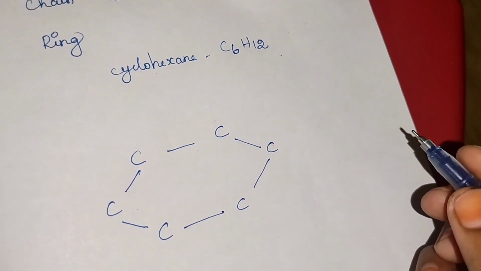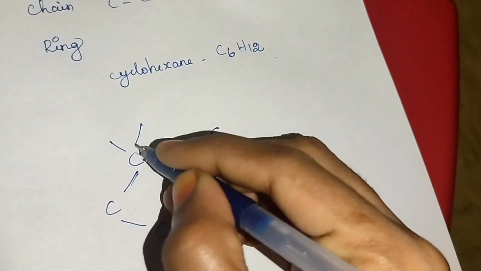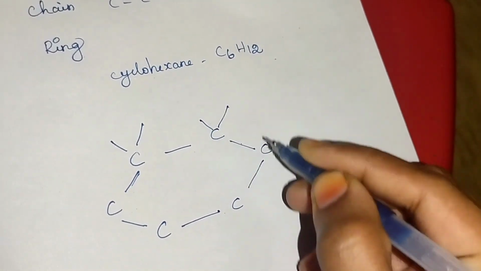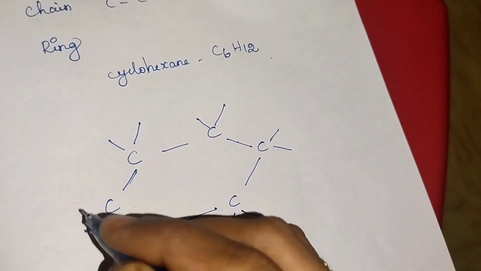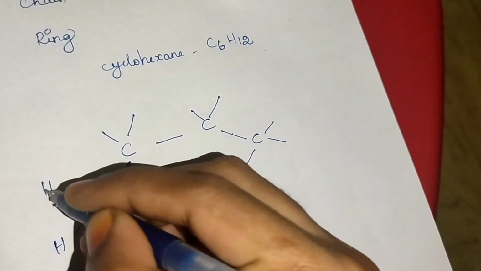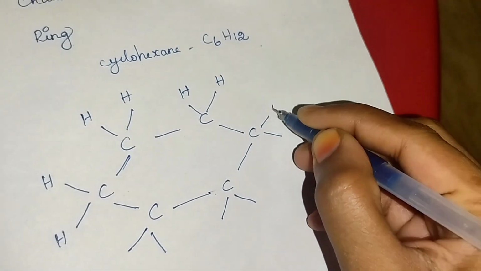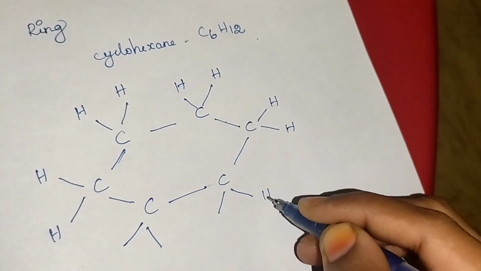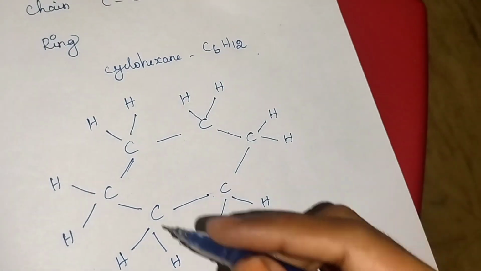Now I am going to complete the valency. Each carbon needs 4 bonds. So complete the hydrogens: 1, 2, 3, 4, 5, 6, 7, 8, 9, 10, 11, 12. So this is the structure for cyclohexane.